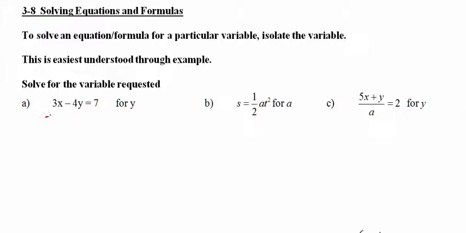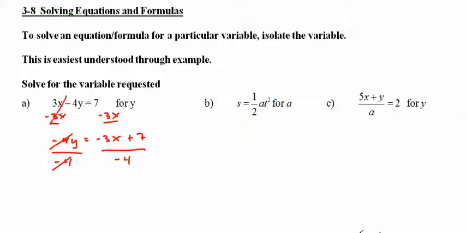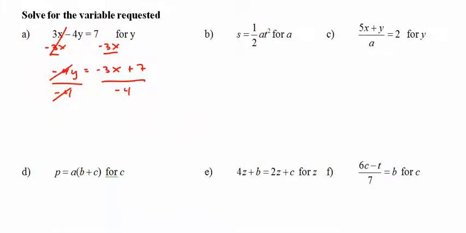So, similar to solving an equation, we just subtract 3x from both sides. Then we divide by -4. We're more or less done at that point.